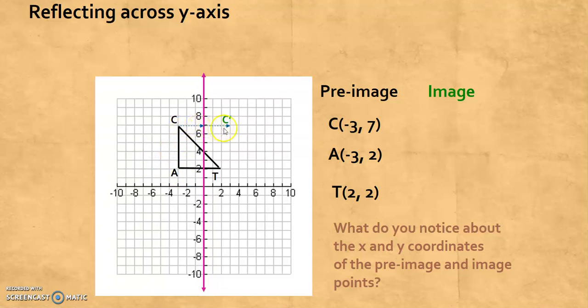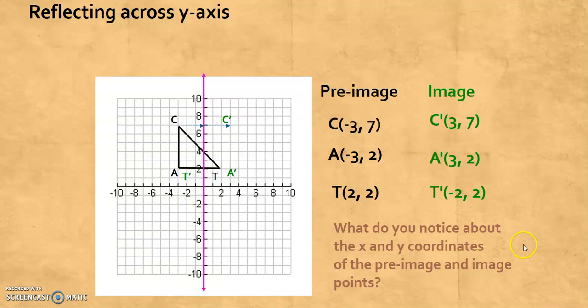1, 2, 3, so C is going to be on the other side. A, 1, 2, 3, so it's going to be 1, 2, 3 on the other side. So C prime is 3, 7, A prime is 3, 2, and then T, since it's on the right side, we're going to go to the left side. So it's at 2, 2, and then when we reflect it across the y-axis, it'll be at -2.